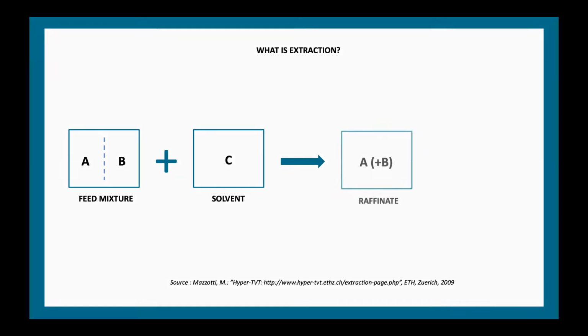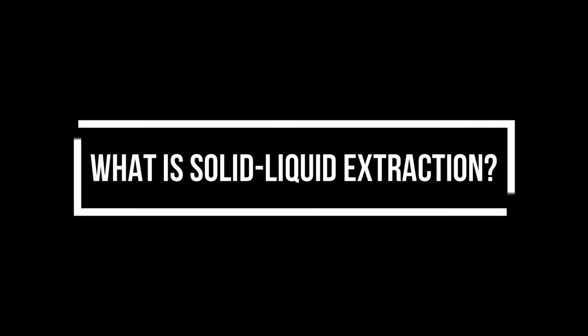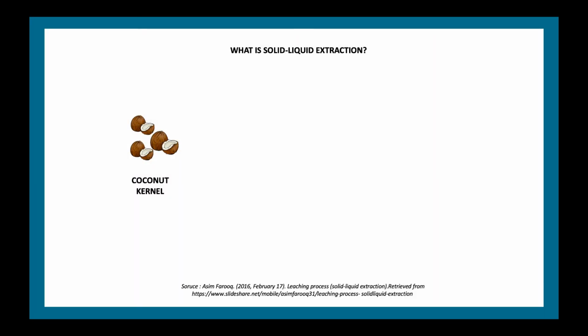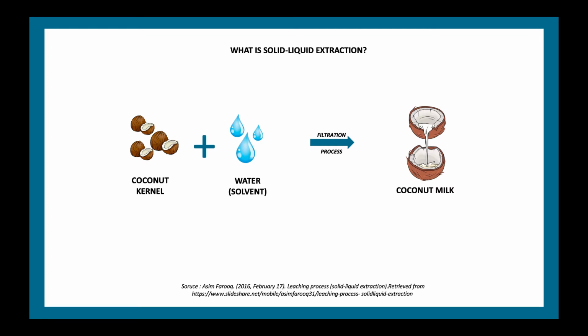However, for this experiment, oil is extracted from coconut kernel, which involves solid-liquid extraction. What is solid-liquid extraction? Solid-liquid extraction, also known as leaching, generally refers to the removal of soluble constituents from a solid by means of a suitable solvent.